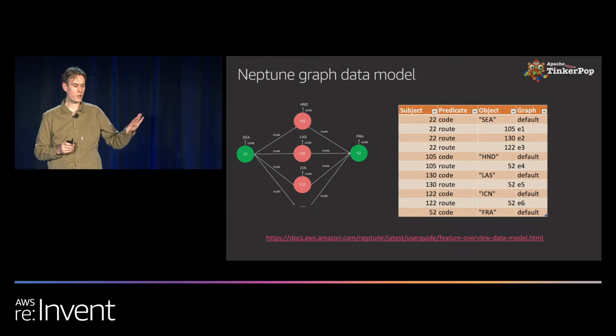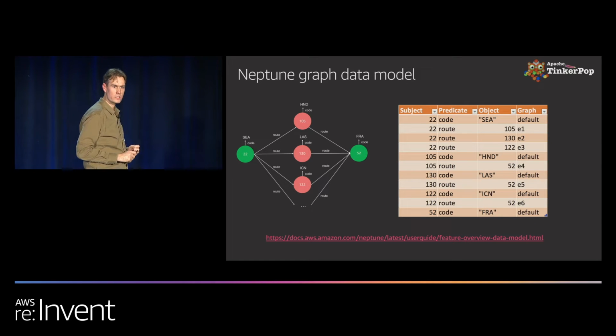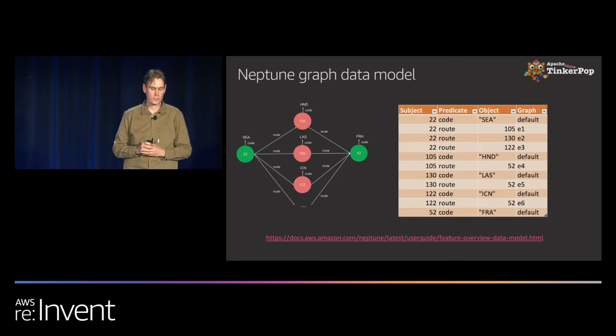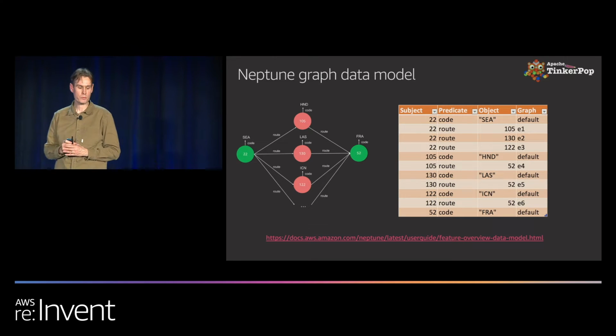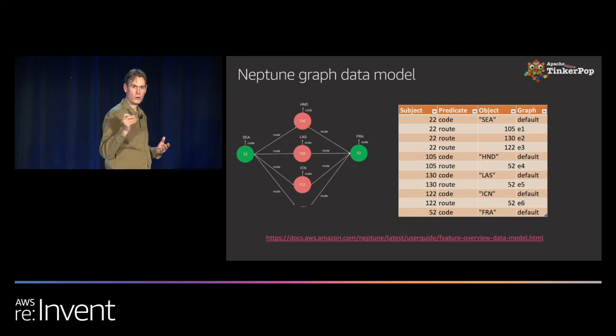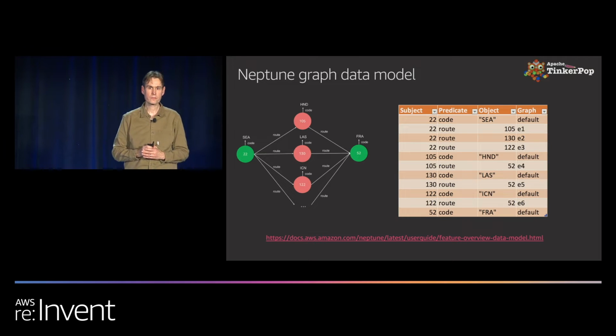If you look just across the top line, you'll see the subject 22 is an identifier. That's the identifier for the node. We have a predicate, which is the property type, code. In this case, it has a value, Seattle. And the graph is really unused in this particular case, so we have a default value.